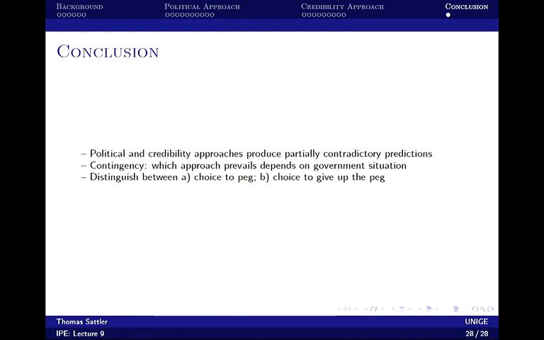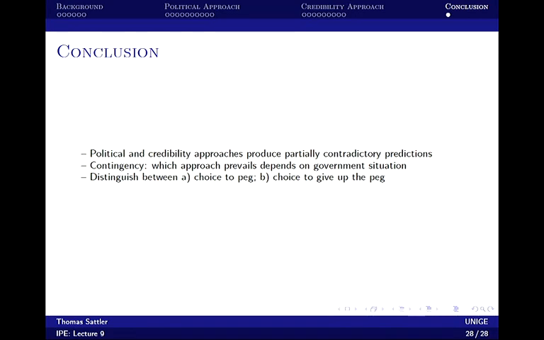So which argument actually applies depends on the specific situation of a government. If a government has a huge credibility problem, then we are more likely in a credibility world. If the government doesn't have such a huge credibility problem, the political motivations that we discussed in the first part are more likely to apply. We also need to consider, and this is a really important aspect that we haven't discussed, the difference between whether we are in a flexible exchange rate world and we choose to fix, or whether we are in a fixed exchange rate world and we choose to give it up. The same mechanisms apply, but the logic is a bit different.